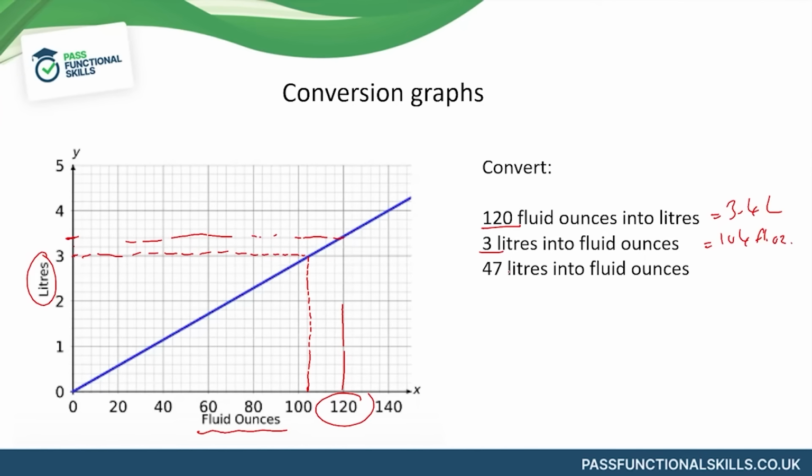Now here we want to do 47 litres into fluid ounces. Now 47 litres is way off the scale up here. So what can we do? What I would suggest is look for a nice conversion rate. We've already got a couple of conversion rates here. We know that 120 is 3.4, 3 litres is 104. But if we look at this point here, this is nice and easy. We can see that 4 litres is the same as 140 fluid ounces.